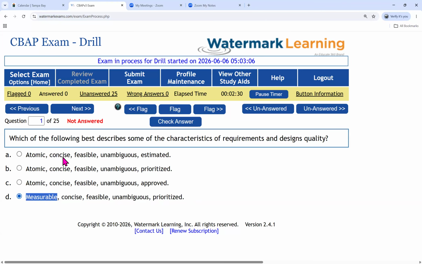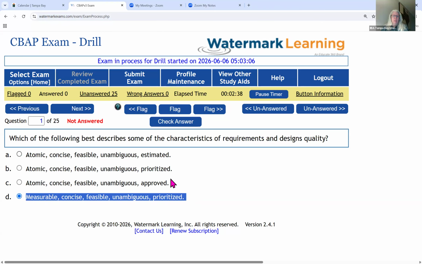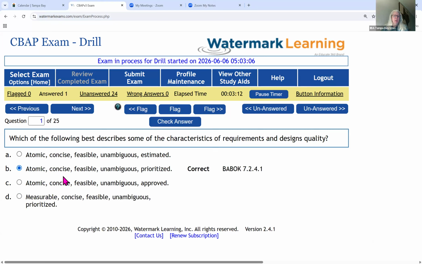Okay, so this one, atomic, concise, feasible, unambiguous. Here's the difference. So it's estimated, prioritized, or approved. Which one do we think is the correct answer? The prioritized. I've got one vote for B. Another one for B. Okay, two votes for B. Let's check this answer. And you are correct. Good job. Atomic, concise, feasible, unambiguous, and prioritized.